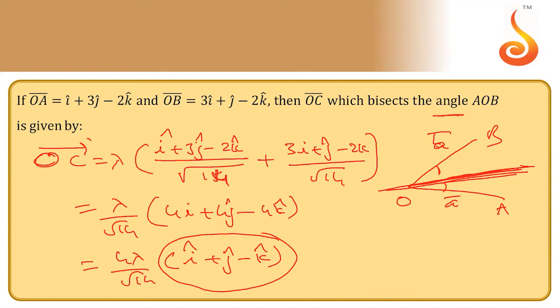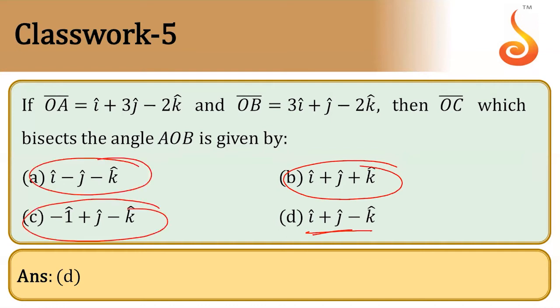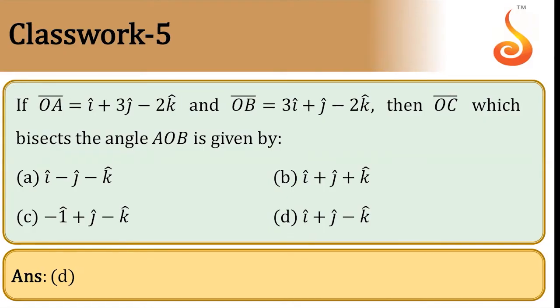So now look at the options. i + j - k. Which option is matching? This is wrong, this is wrong, this is also wrong. So only possibility is B, the only answer. Right answer. Clear? This is a very good question. They're asking bisector questions.